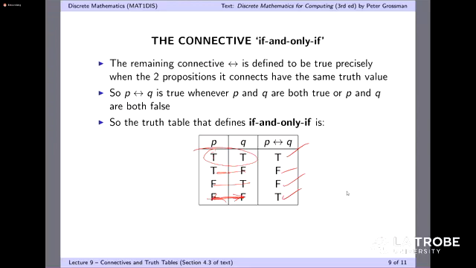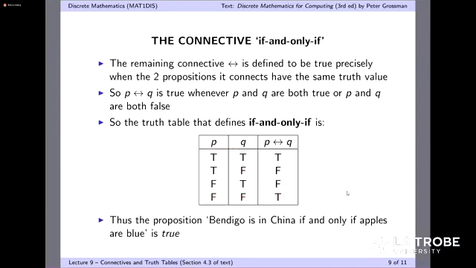This is an if and only if statement. Equivalent statement, so that means equal. So true and true are equal. So that's why it is true. F and F are equal, so that's why it is true. Right. So this example is that the proposition Bendigo is in China if and only if apples are blue is true.